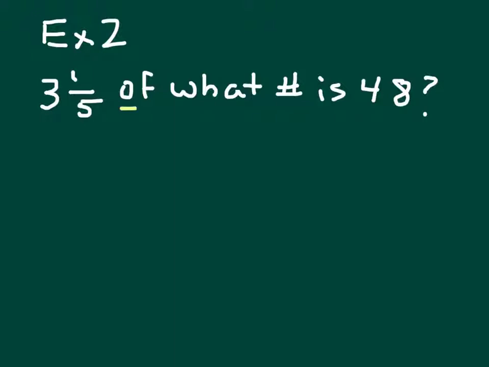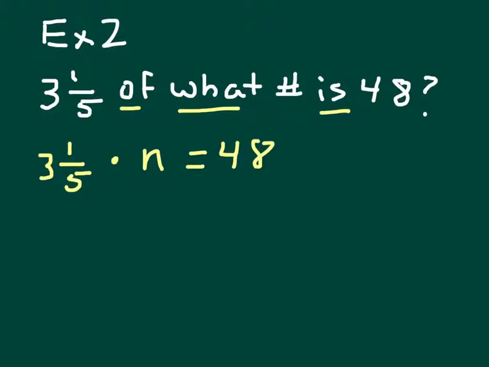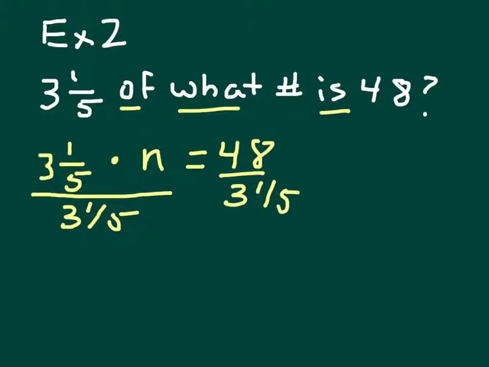Okay, example 2. I'm going to underline the key words of, what, is, and rewrite this, replacing those key words with what they mean. So 3 1/5 times what number, I'll use n this time, is 48. Let's solve this for n. They're multiplying n by 3 1/5, so I'm going to divide both sides by 3 1/5. These cancel.